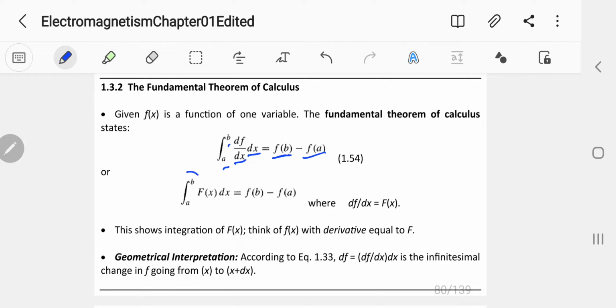Or you can also use this, just bear in mind that the capital F of x is just equal to the derivative of f with respect to x.